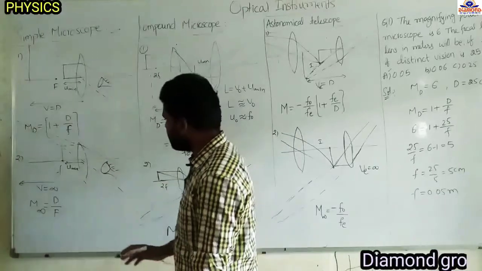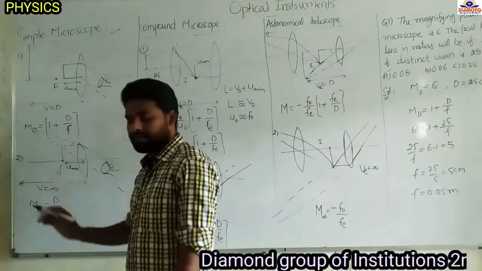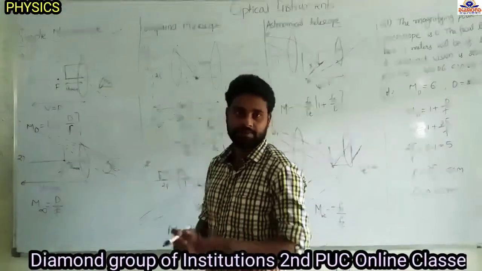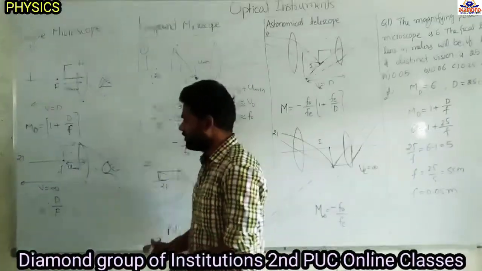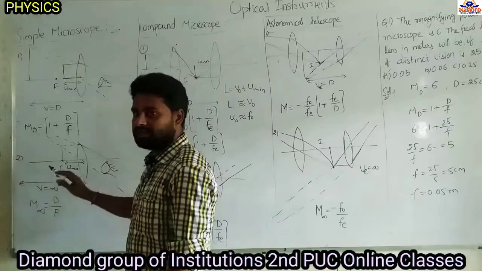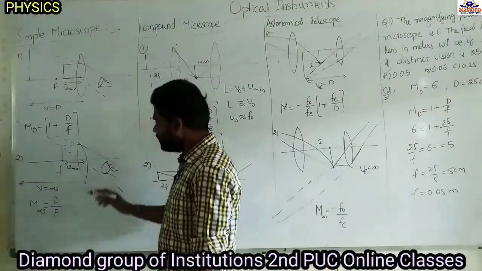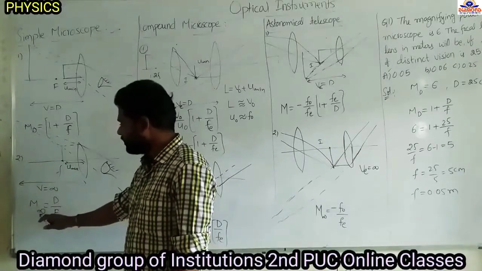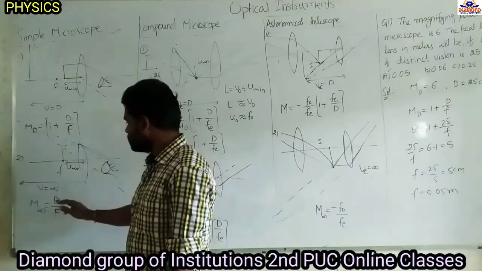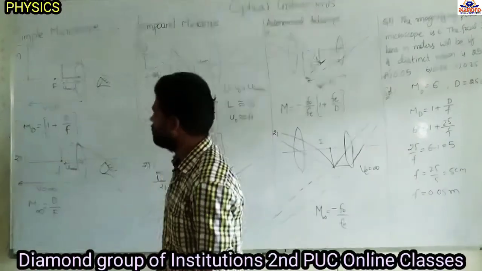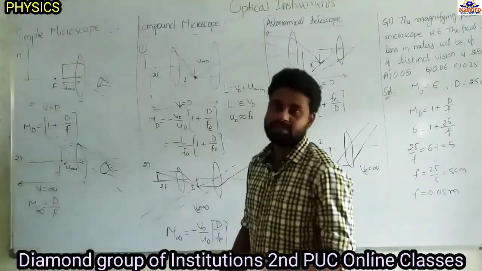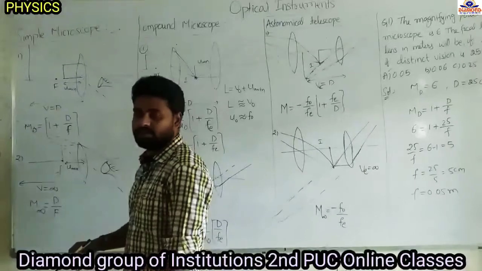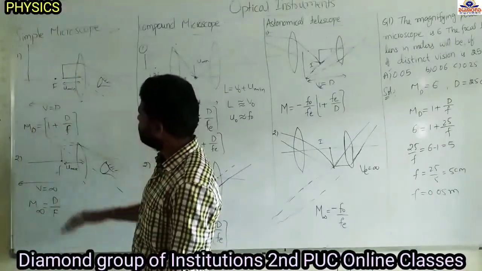Next, we keep the object at the maximum distance. Maximum distance means close to the focus. Then where will it form the image? The image is at infinity distance. In this case, the magnifying power when the image is at infinity is equal to D by f. D is nothing but the least distance of distinct vision, and f is the focal length of the lens. These two formulas you have to remember.